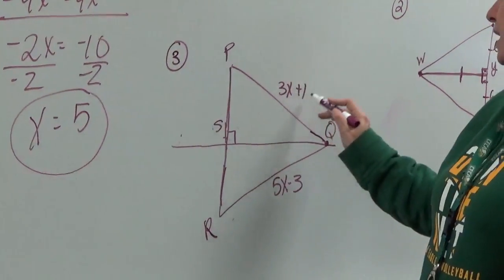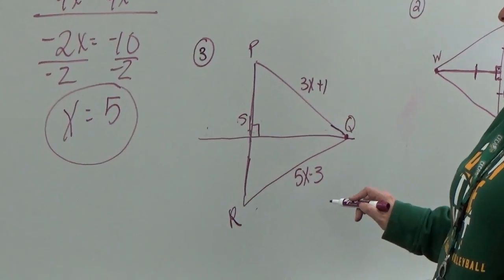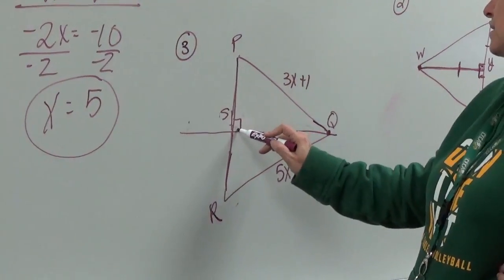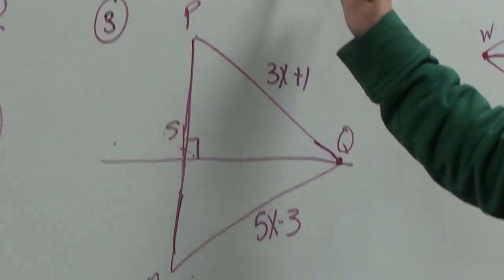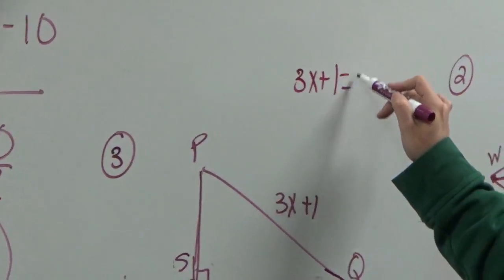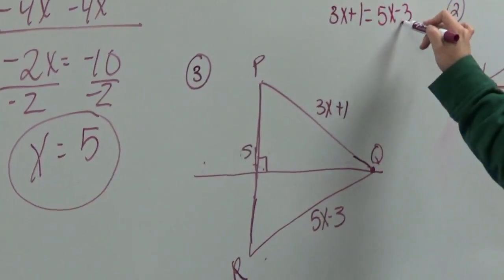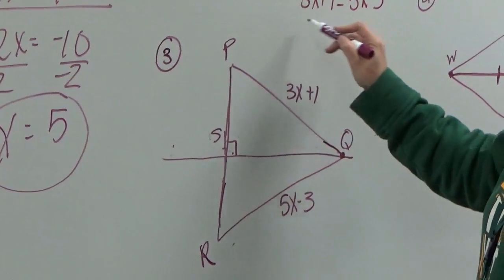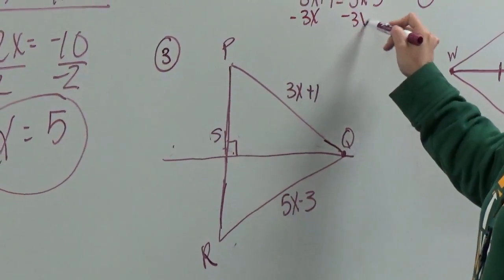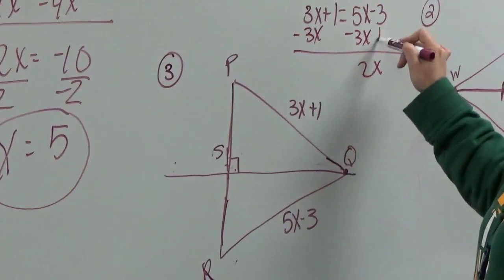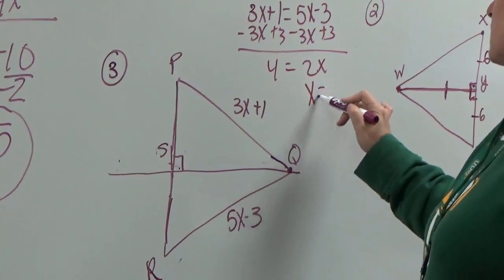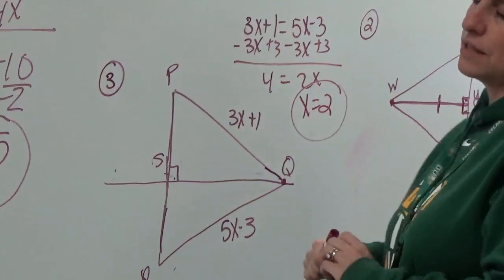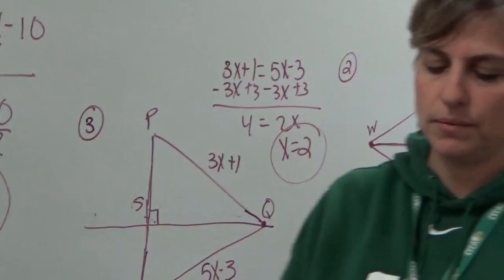In this one, 3x plus 1 and 5x minus 3, this is a perpendicular line. So 3x plus 1 equals 5x minus 3. So we can subtract 3x from both sides and get 2x, and then add 3 to both sides equals 4, so x equals 2.